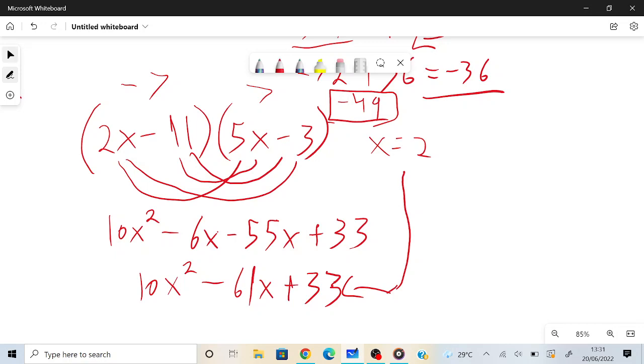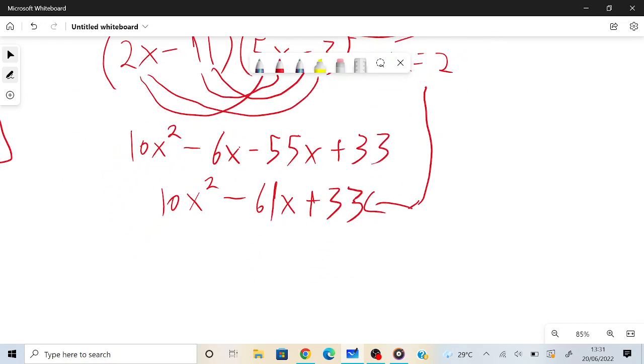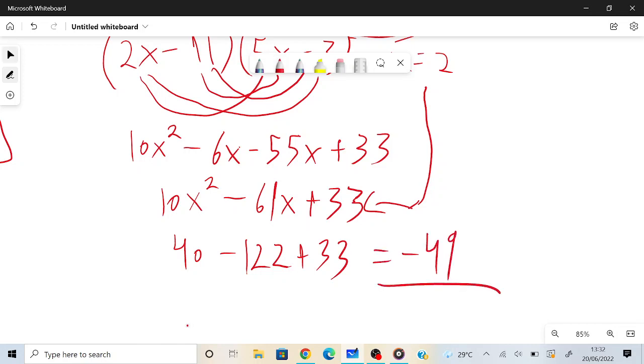Let's see. 10 times 2 squared, that's 10 times 4, that's 40. Minus 61 into 2, that's minus 122, plus 33. So 40 minus 122 plus 33 also gives you minus 49. So this expansion is also correct.